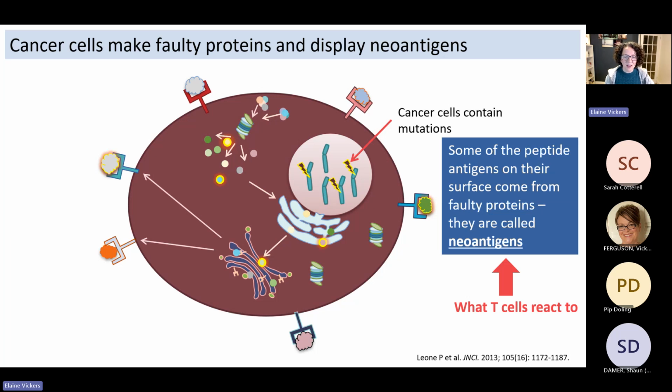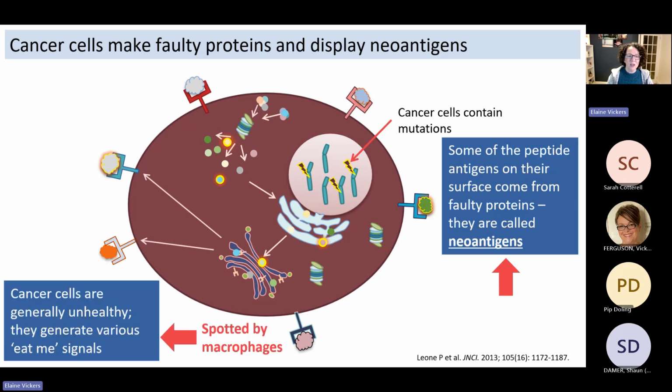So I'm going to say more about how this works in a second because it's important in terms of understanding how checkpoint immunotherapy works and sometimes doesn't work. So I will come back to this in a second. For now, I'm just going to say that neoantigens are what the T cells of our immune system can react to. Those T cells aren't the only sort of white blood cell that can react to and destroy cancer cells.